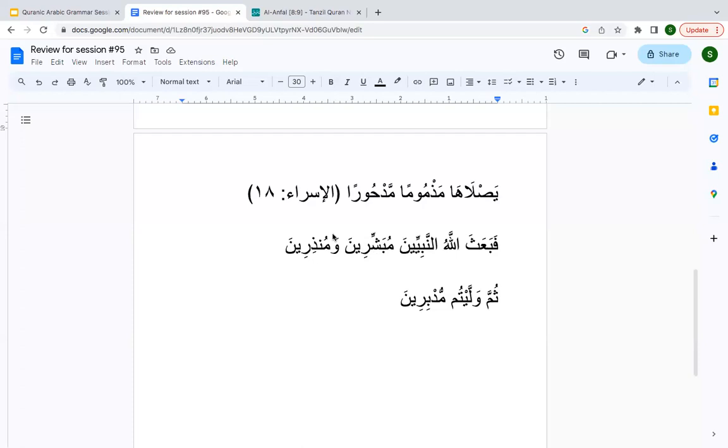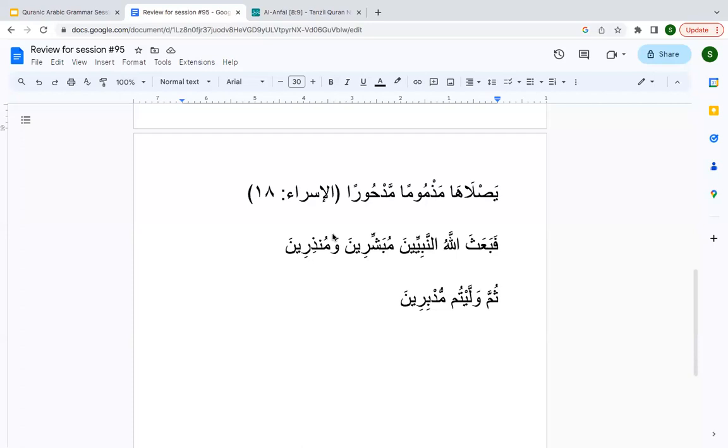If we master our basic concepts, then advanced concepts are nothing, my dear sisters. Thumma wallaytum, then you all turned away, mudbirin, showing your backs. So thumma is one of the huruf atf, and wallaytum, what is the sigha of wallaytum? It's madi. After you have determined that this is a fi'l, which is madi, the next step, who is the doer here? Because it's ma'lum, it is antum. And if I ask you to specify it among the tum, is it ta or meem? It's going to be ta'ul fa'il, right? Ta is the doer, meem is for masculine plural.